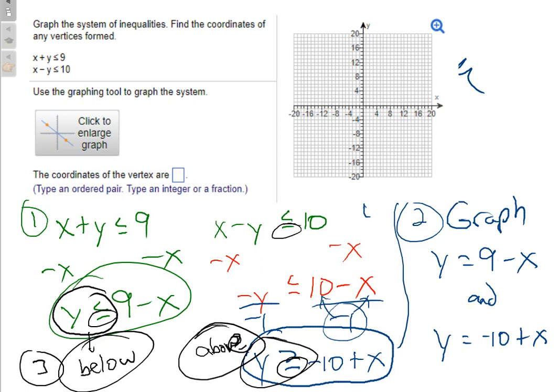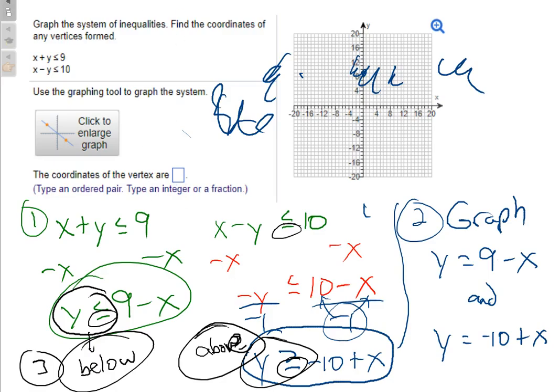Sorry, I kept erasing. Let me try that again. Oh gosh, what did I do? Let's undo that. Okay, let's try this. Yeah, I didn't want to erase the whole thing, just this part right here. Okay. Sorry, this has become kind of a disaster here. So we'll shade above the second line, below the first line.